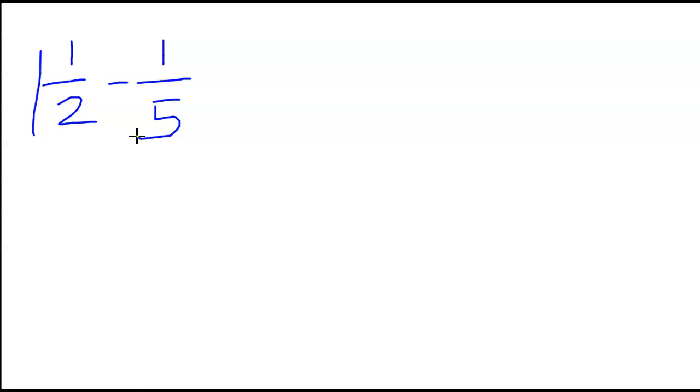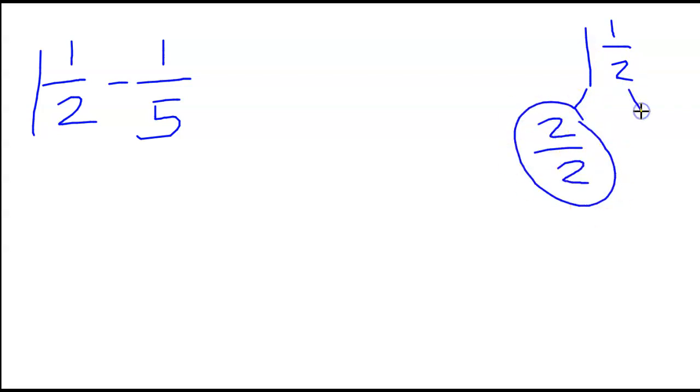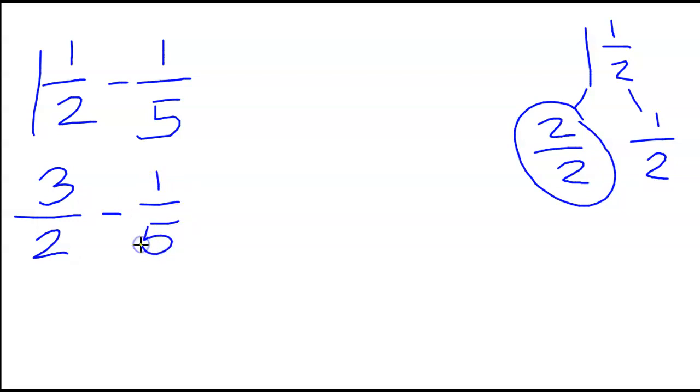I'm going to change it into halves. I'm going to rename it as halves. So if I have 1 1/2, I know that's the same as 2 halves, which is the same as that one whole and that 1/2. So I'm going to rename that as 3 halves. All right, so now I have 3 halves, take away 1/5. We have the exact same kind of problem as our lesson yesterday. So now I have 3 halves, take away 1/5.